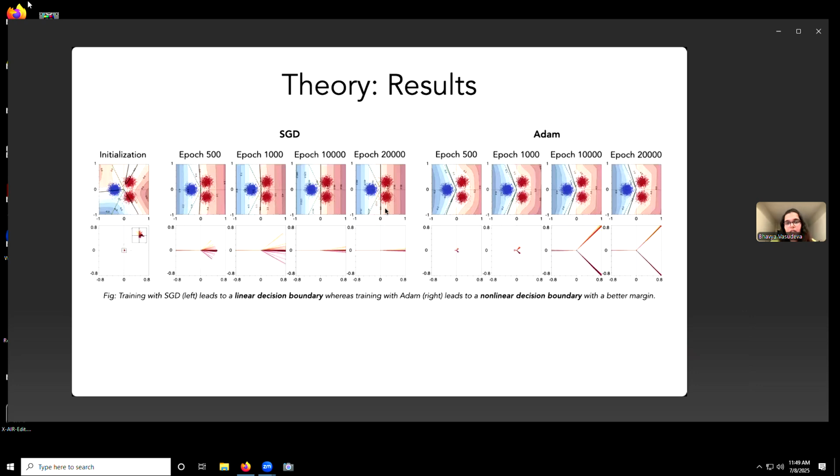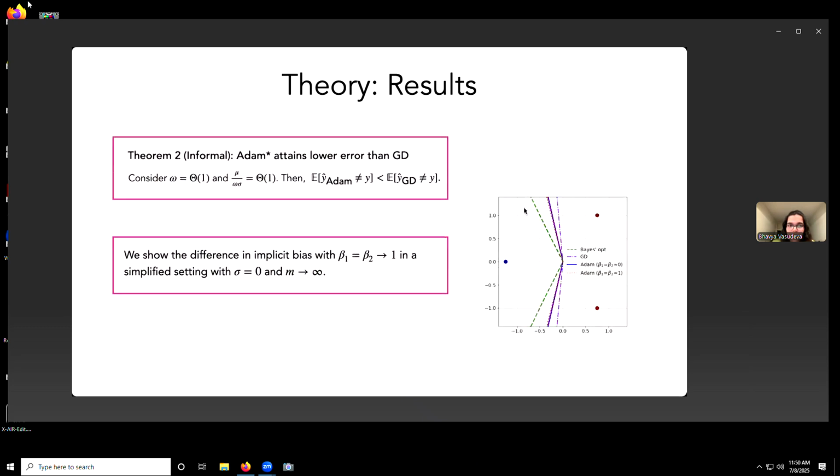direction, and this leads to a linear decision boundary, whereas for Adam, they converge in these three directions, which leads to a nonlinear decision boundary, which is also closer to the Bayes optimal predictor as predicted by the theory. And then we also show that the predictor learned by Adam has a lower error as compared to gradient descent.